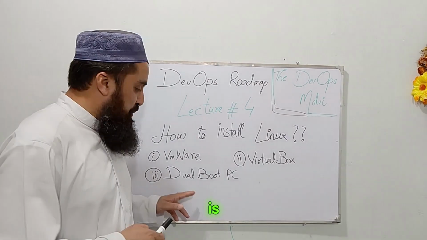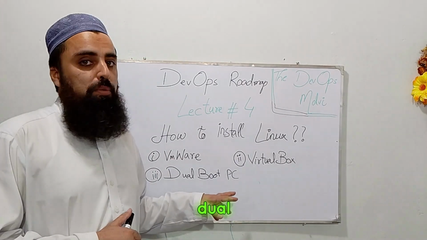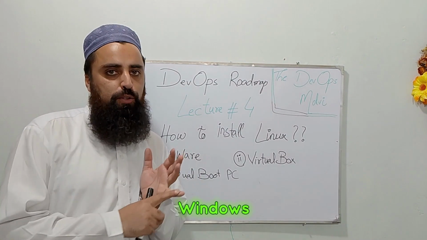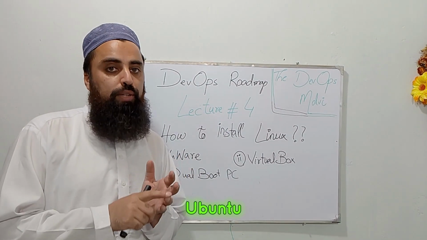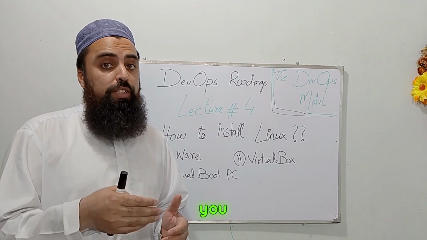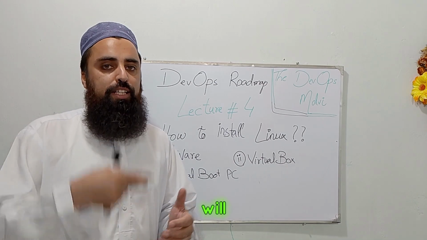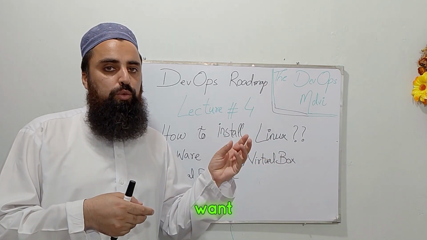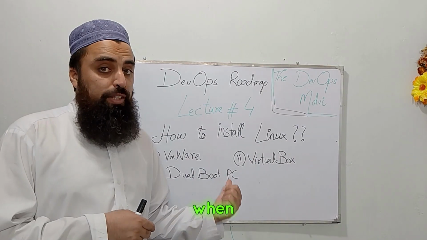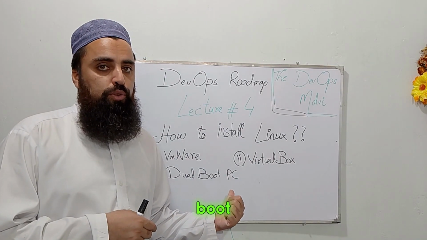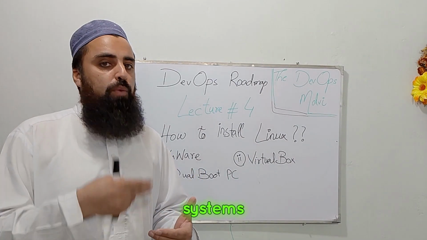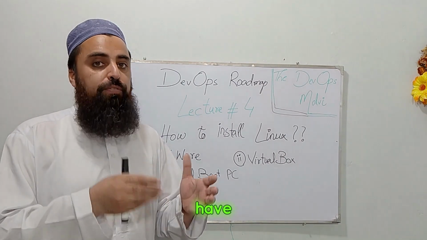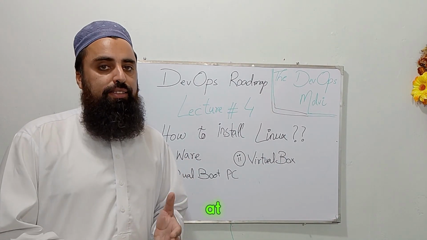The third way is to make your laptop dual boot. For instance, if you have Windows and you want to have Ubuntu at the same time, so whenever you turn on your laptop, you will get 2 options. Either you want to get started with Linux or you want to move with Windows. So when your computer is dual boot, you will have 2 operating systems on your personal computer. So you will have Windows and Ubuntu at the same time.